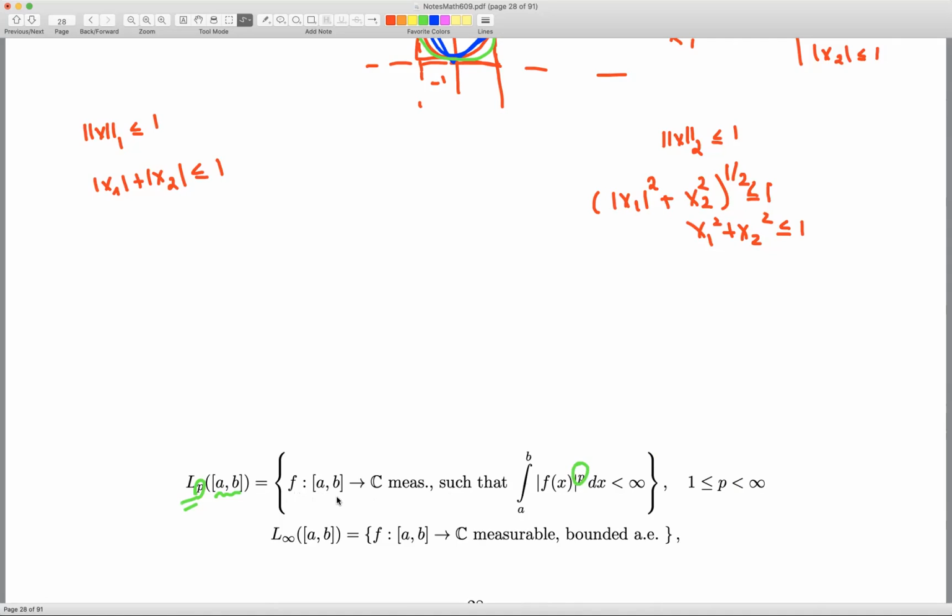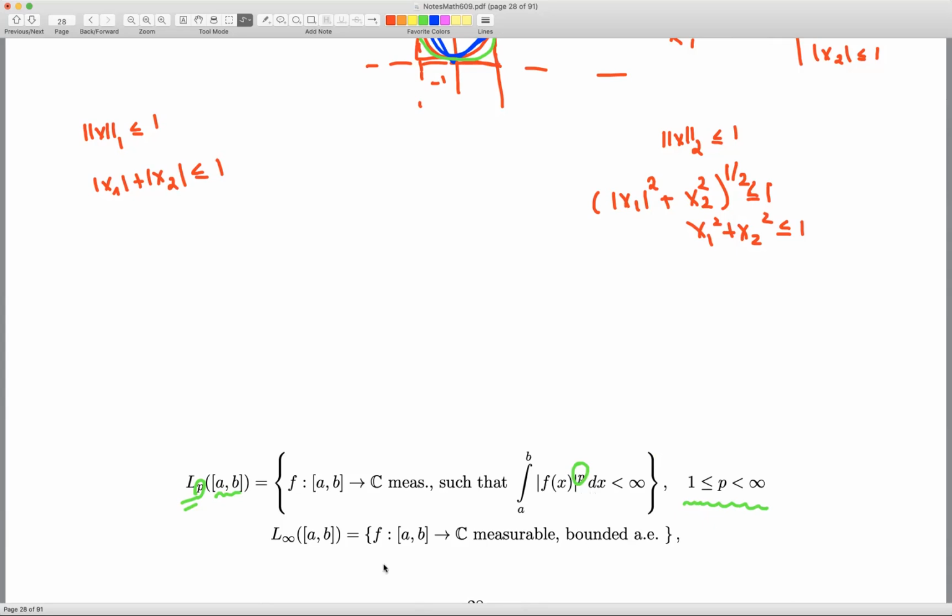And actually, as I mentioned before, these are equivalence classes, such that the integral from A to B of the absolute value of f of x to power p dx is less than infinity. And this is defined for p bigger than or equal to 1 and less than infinity.